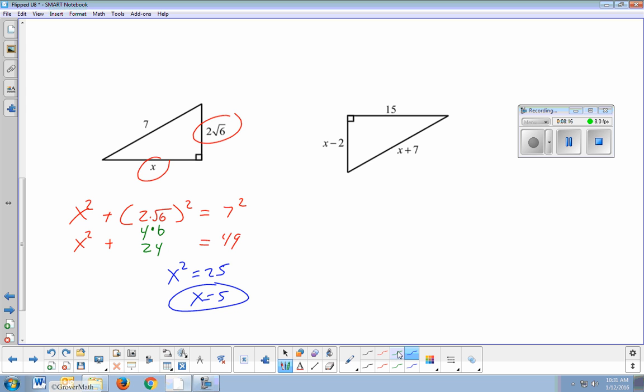Last one, and this one involves some expressions. I have legs here and here. So 15 squared plus x minus 2 squared equals x plus 7 squared. 15 squared is 225. No problem there.